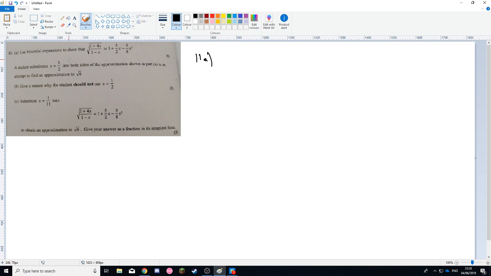Okay, so use the binomial expansions. Use binomial expansions. So I'm probably going to have to expand both of these things. This is a square root, I can express it as 1 plus 4x to the half. Student substitutes x equals half, both sides of the approximation shown in part A. Oh, okay, part A, 6 marks here. First, I've got to do this and then read this, but I'm just going to have a read. To find an approximation to root 6. Give a reason why the student should not use x equals half.